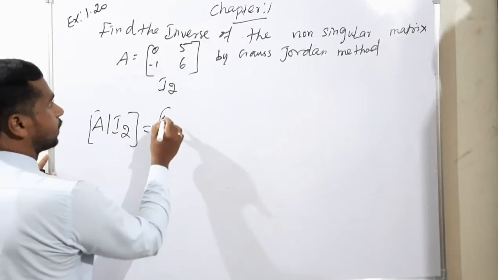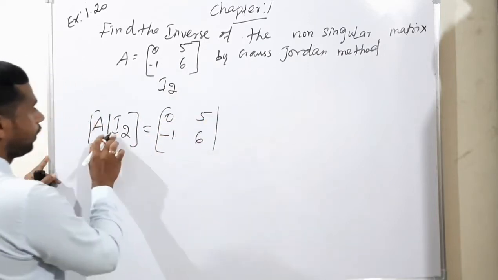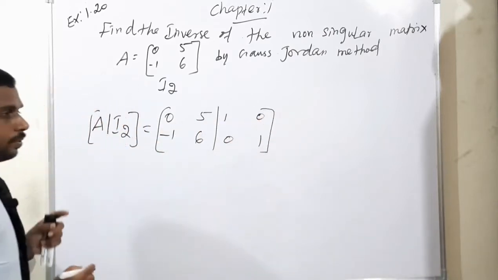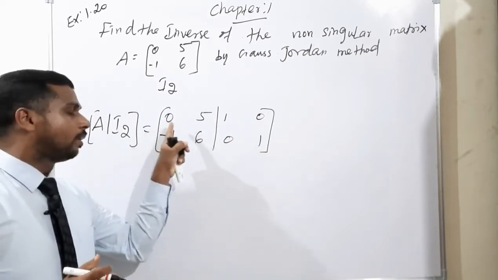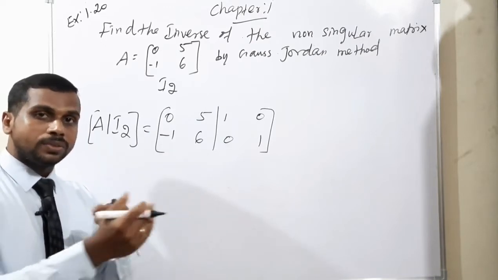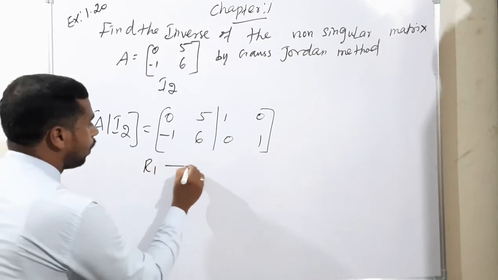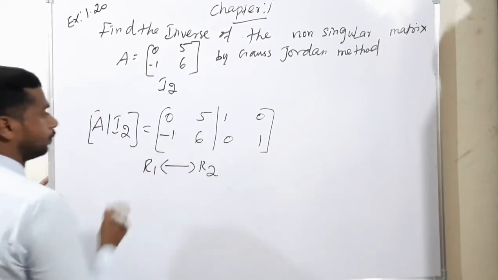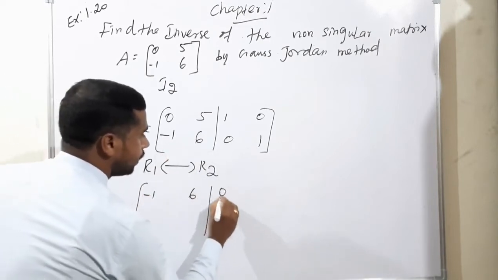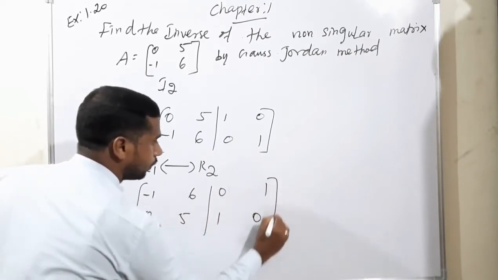So what is the 2 into 2 matrix form? 0, 5, minus 1, 6. Then comparing I2 means 1, 0, 0 and 1. I told you the leading diagonal always starts with a non-zero term, but here we have 0. What do we have to do? We just have to interchange R1 and R2. So listen very carefully. Minus 1, 6, 0, 1, 0, 5, 1 and 0.